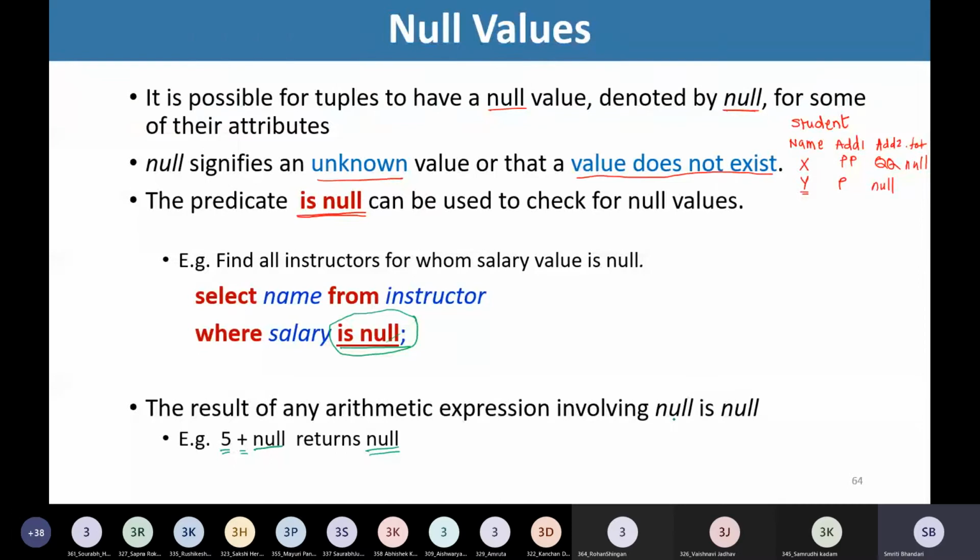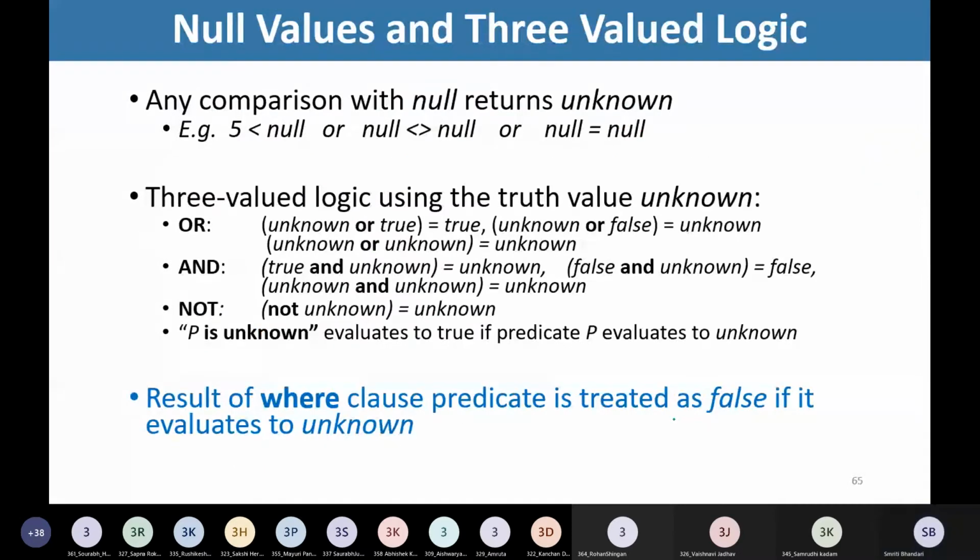Right? Now, let us go through the three valued logic that involves the null value. Say for example, if we are having any comparison with null value, then it returns unknown. What does this mean? If we are having the expression like 5 is less than null, or null is not equal to null, or null is equal to null, all those comparisons will provide us the result as unknown value.